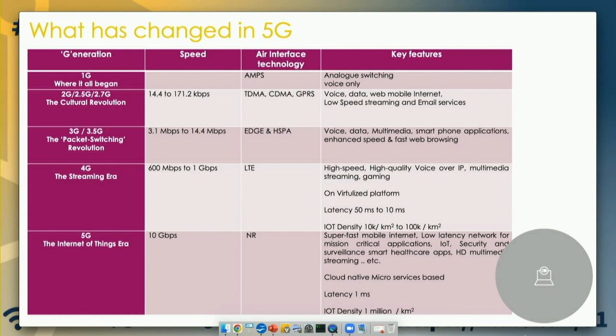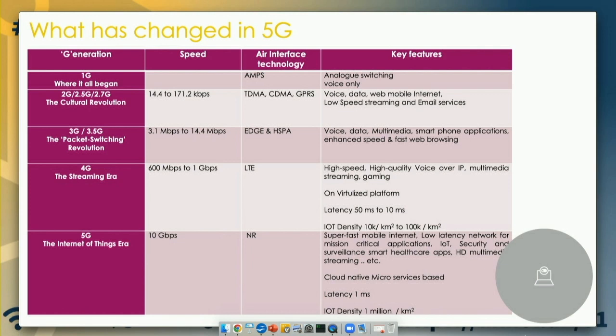And then we saw 4G. With 4G, we can see speeds up to 1 Gbps. High speed, high quality data, multimedia, streaming, etc. Also, the technology landscape moved towards virtualized platform. Before that, in 2G, 3G and so on, it was mostly monolithic proprietary software and hardware. But in 4G, it was a virtualized platform with latencies of 50 milliseconds to 10 milliseconds and IoT density of 10,000 IoT devices per square kilometer to 100,000 IoT devices per square kilometer. That is what 4G as a technology was capable of carrying.